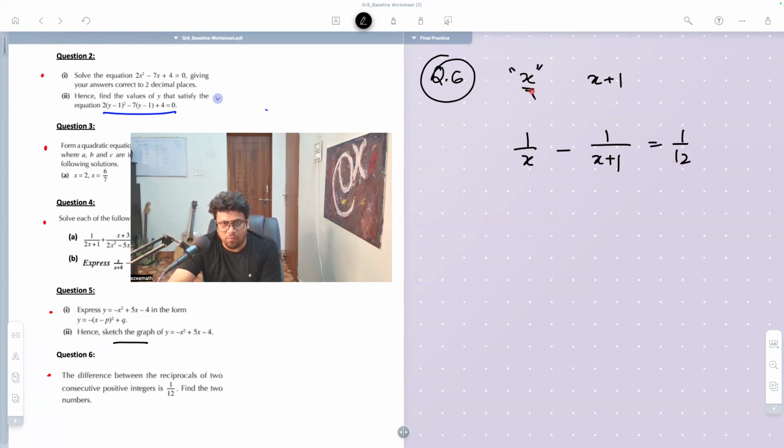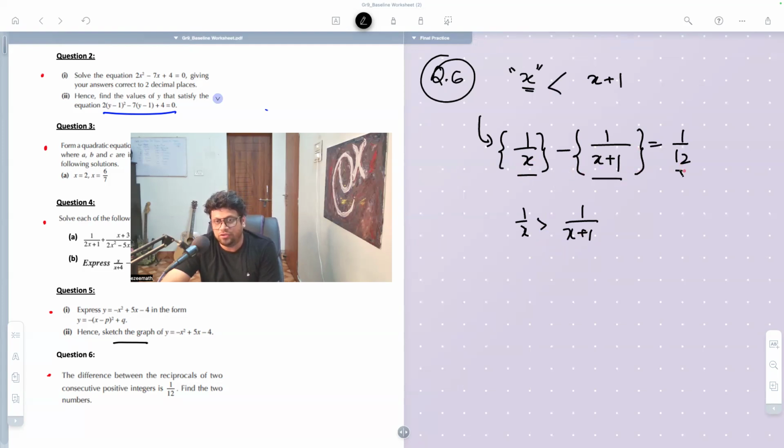Remember, if x is a smaller number, 1 by x is going to be a larger number. It's right the opposite of it. It's the reciprocal. If these two are related in this way, x is smaller than x plus 1, then 1 by x is going to be larger than 1 by x plus 1. Subtract these two. Larger minus the smaller should be a positive 1 by 12. And that is how you know the expression that you have created for the question is correct.